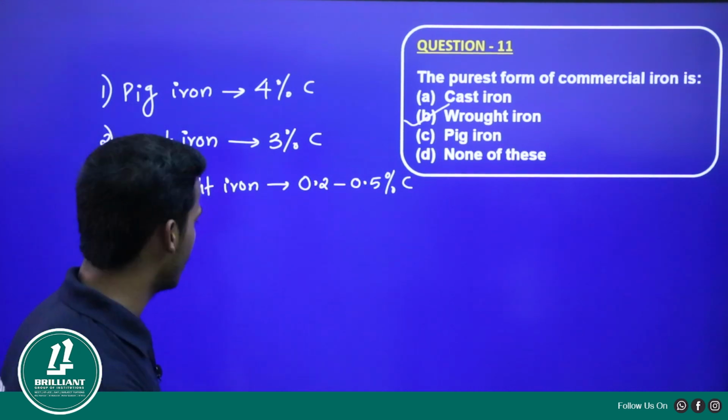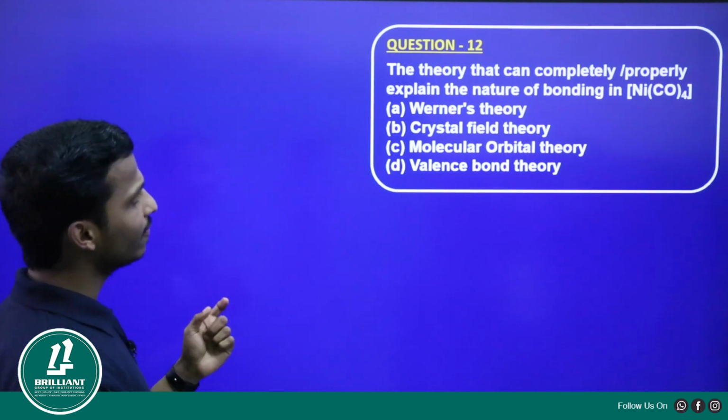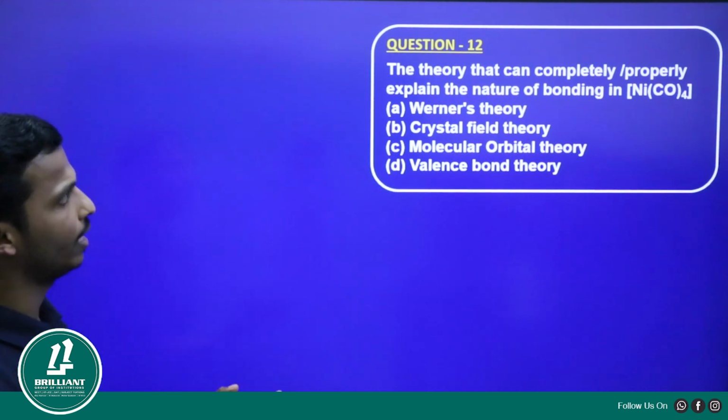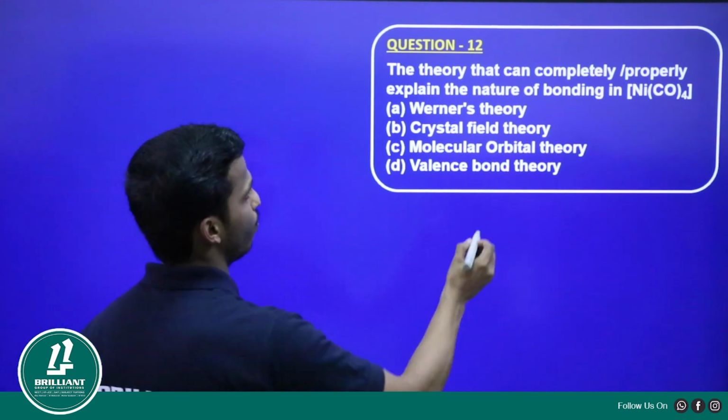Okay, let's go to question number 12. In question number 12, the theory that can completely or properly explain the nature of bonding.